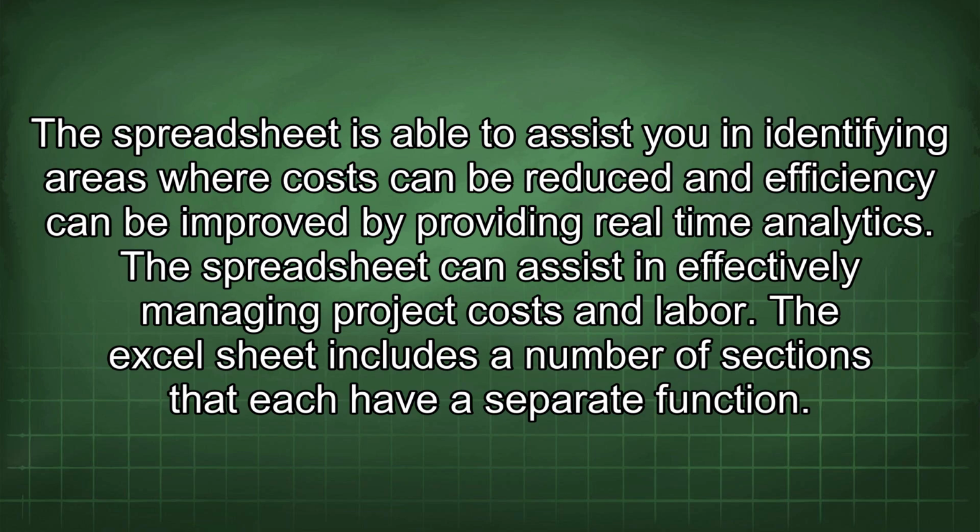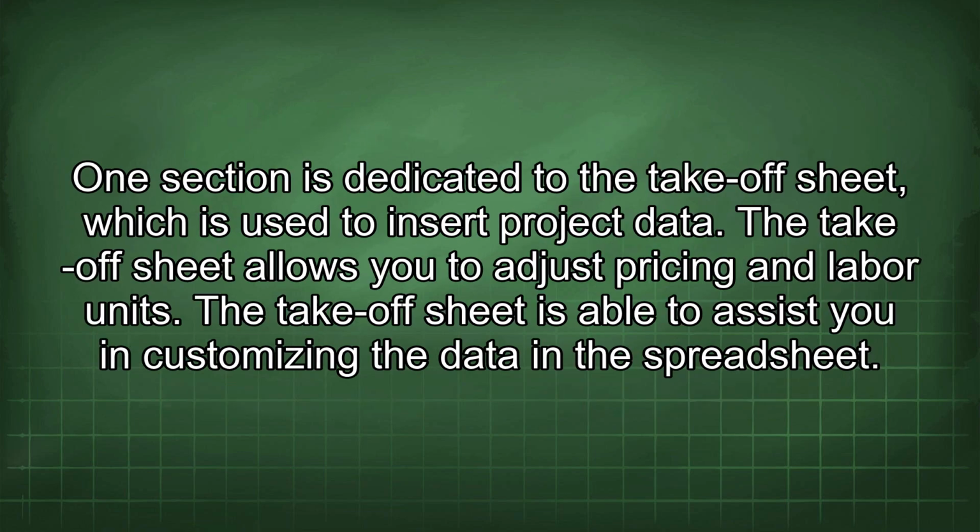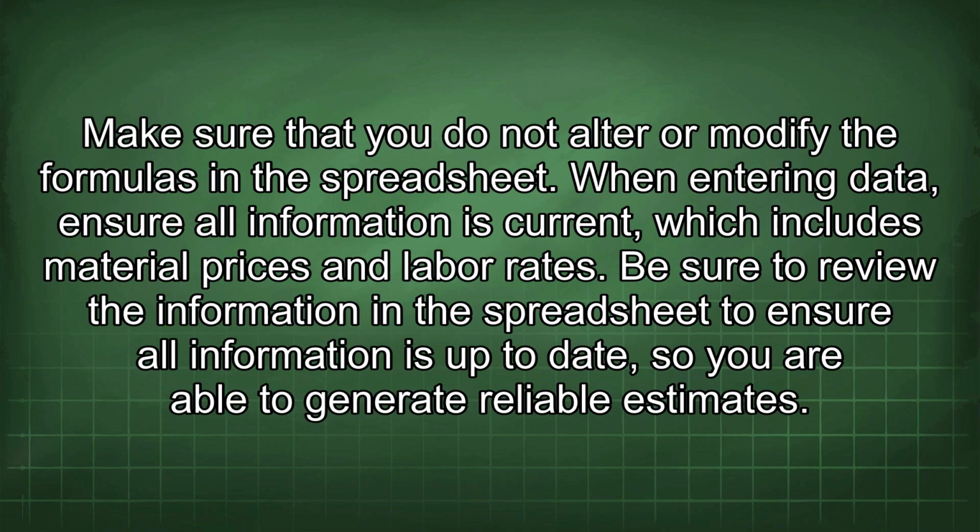The Excel sheet includes a number of sections that each have a separate function. One section is dedicated to the takeoff sheet, which is used to insert project data. The takeoff sheet allows you to adjust pricing and labor units. The takeoff sheet is able to assist you in customizing the data in the spreadsheet. Make sure that you do not alter or modify the formulas in the spreadsheet. When entering data, ensure all information is current, which includes material prices and labor rates. Be sure to review the information in the spreadsheet to ensure all information is up to date, so you are able to generate reliable estimates.